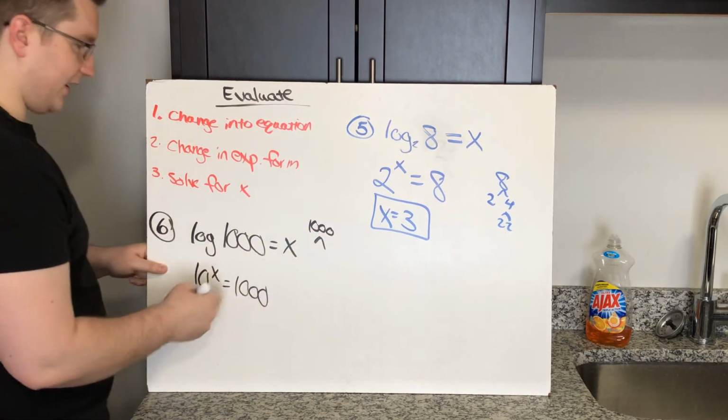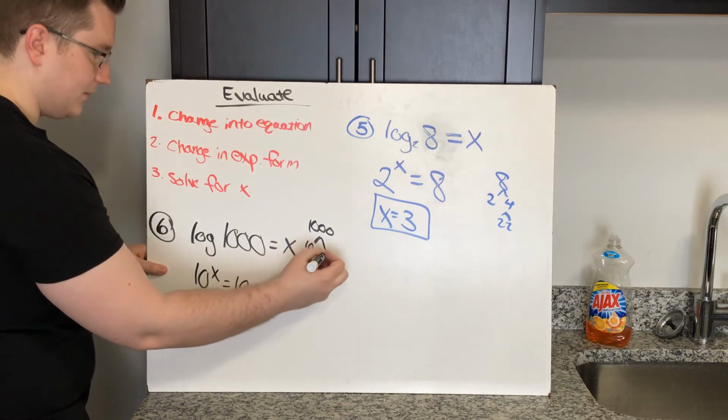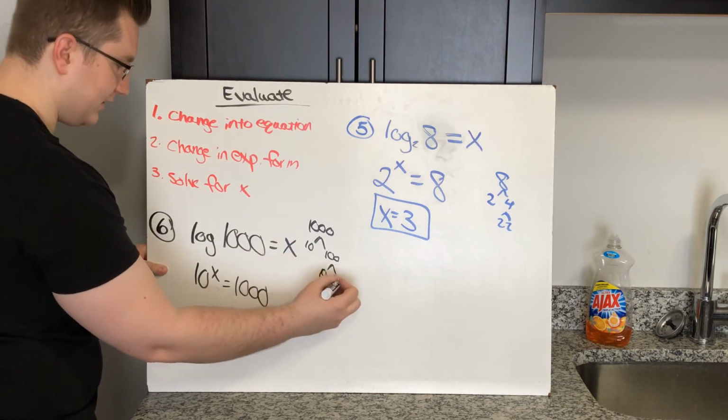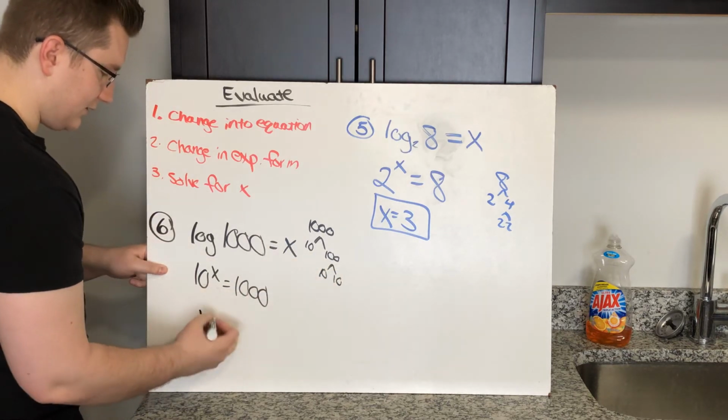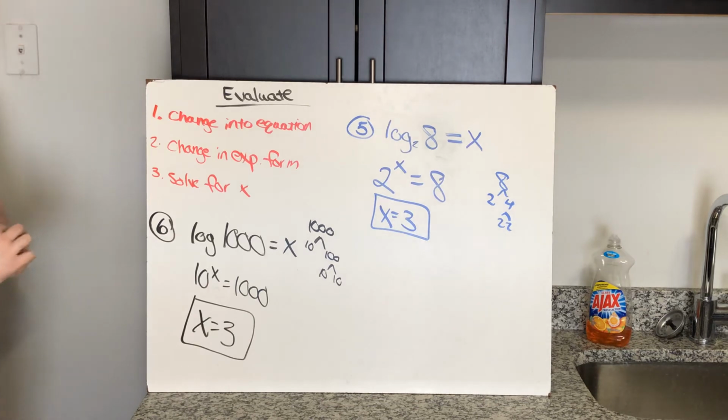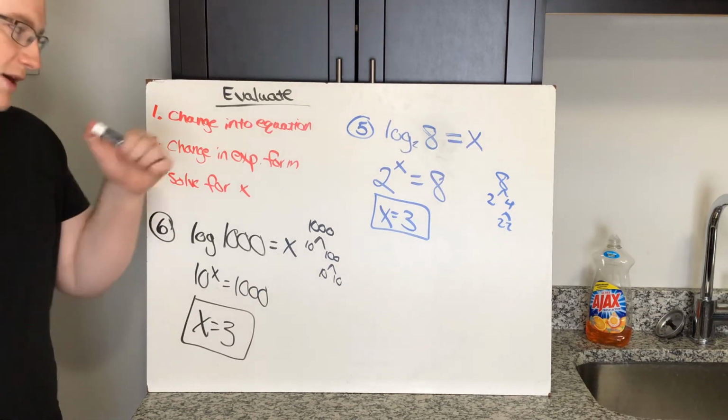I'm going to see how many 10s, so I'm going to divide 1000 by 10. So 10 and 100 make 1000. 100 breaks down to 10 and 10. 1, 2, 3 10s. X is equal to 3. If you're not sure, double check. 10 raised to the 3rd power in your calculator gets you 1000.